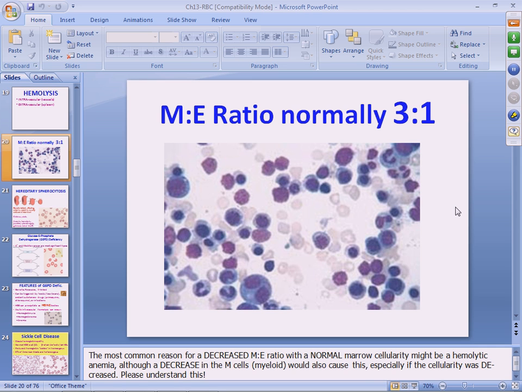And we said that normally a cellularity is about 50%, right? Half hematopoietic cells and half fat. Let's say the cellularity was 10% or 90%. Well, then that ratio takes on a whole different meaning, doesn't it? But here's the bottom line. If an ME ratio is normally 3 to 1, and it is now lowered because of an erythroid hyperplasia, and nothing changes with the myeloids, that means the cellularity is going to be increased, doesn't it? Okay, good. You got the concept.